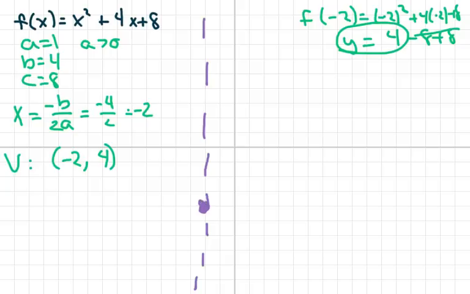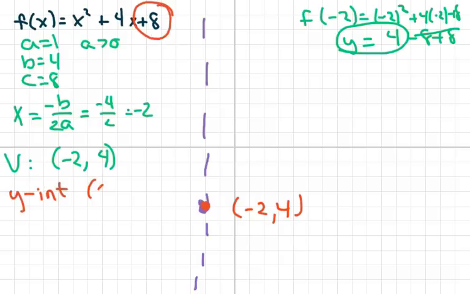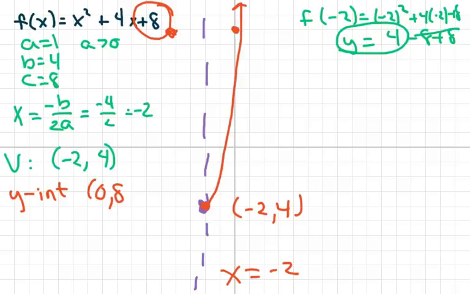My y-intercept, let me make this a different color. So this would be negative 2, 4. We know this opens up. My y-intercept is right there, which is 0 comma 8. So I'm going to go over 2 here because it's symmetric to my axis of symmetry, x equals negative 2. And I'll try to connect that. It goes more like that and like that. So there you go. Pretty simple.